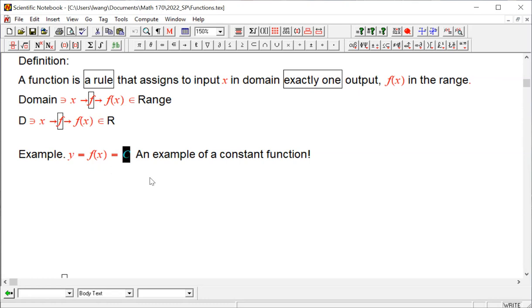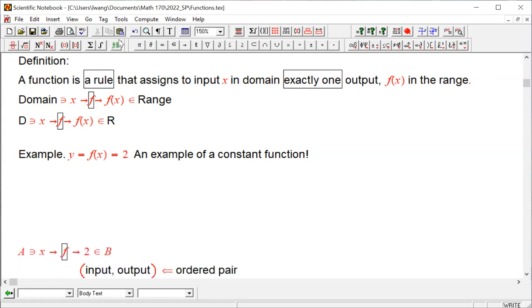Now, if you have chosen a specific output, let's say in this case, we're going to choose number 2. Once chosen, it's set. So the rule of the function says, whatever input you give me, I'm going to assign that input exactly the same output, which is 2. That's what it means. Okay, that's how you see this picture.